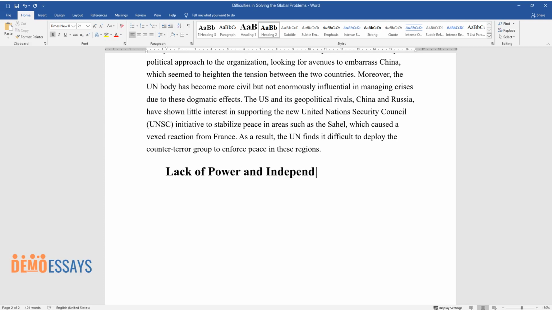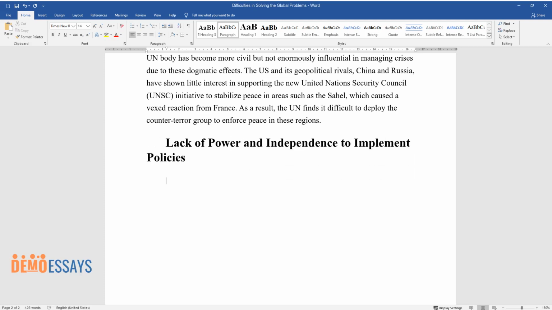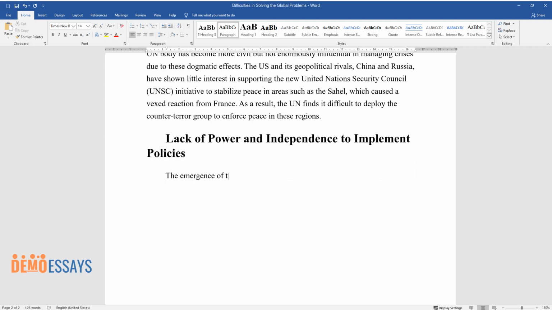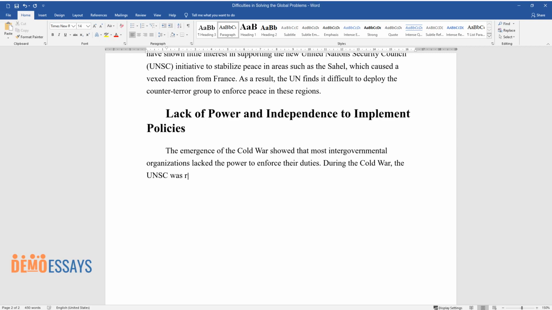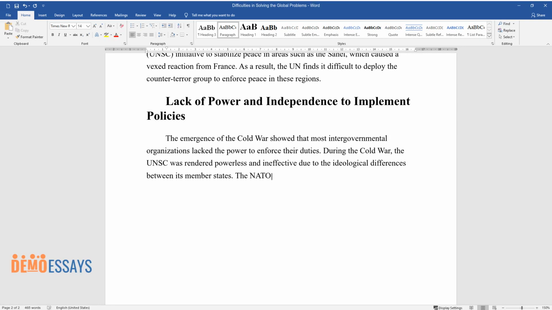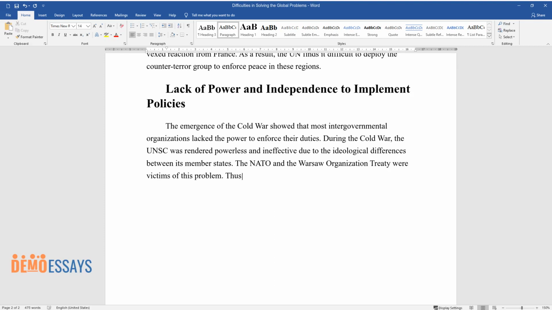Lack of power and independence to implement policies. The emergence of the Cold War showed that most intergovernmental organizations lacked the power to enforce their duties. During the Cold War, the UNSC was rendered powerless and ineffective due to the ideological differences between its member states. The NATO and the Warsaw Treaty Organization were victims of this problem.